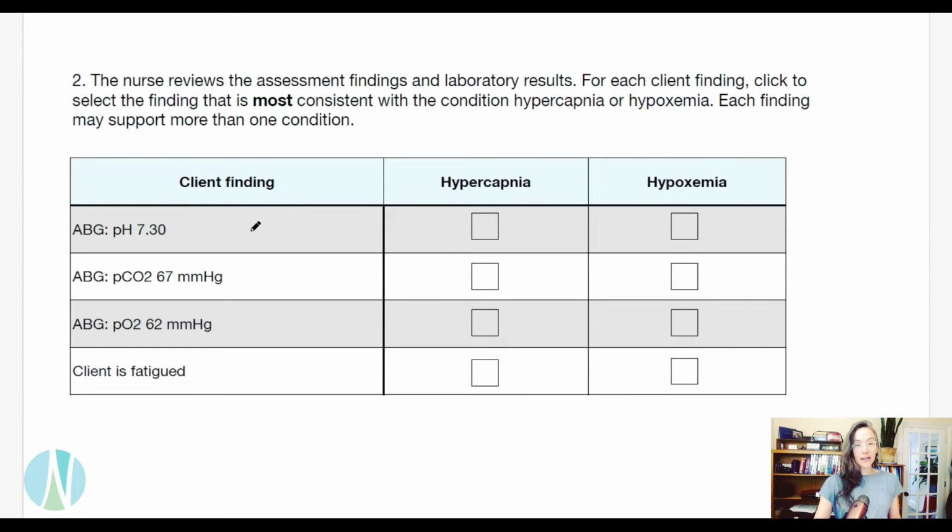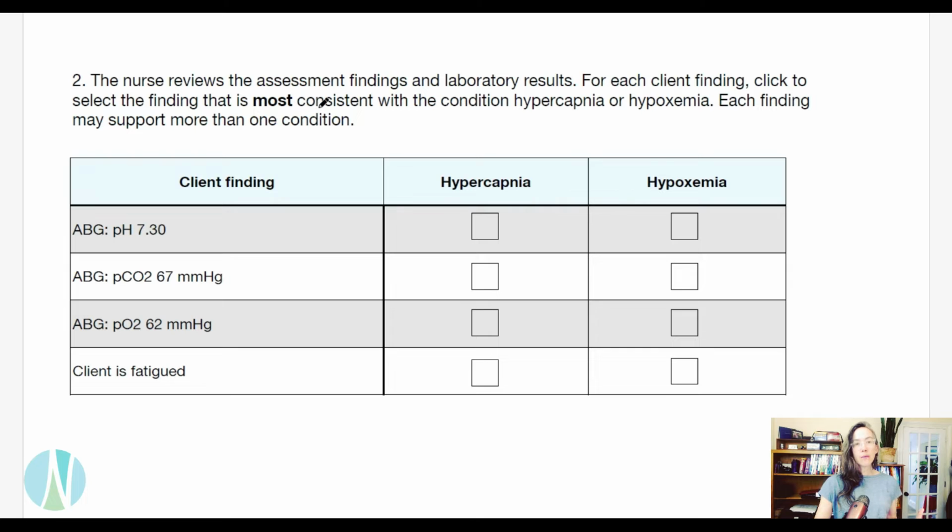Now this question right here, as you can see, it gives you some of the assessment findings. And then would that assessment finding go with hypercapnia or hypoxemia? So this says the nurse reviews the assessment findings and lab results. For each client finding, click to select the finding that is most consistent with the condition, hypercapnia or hypoxemia. Each finding may support more than one condition.